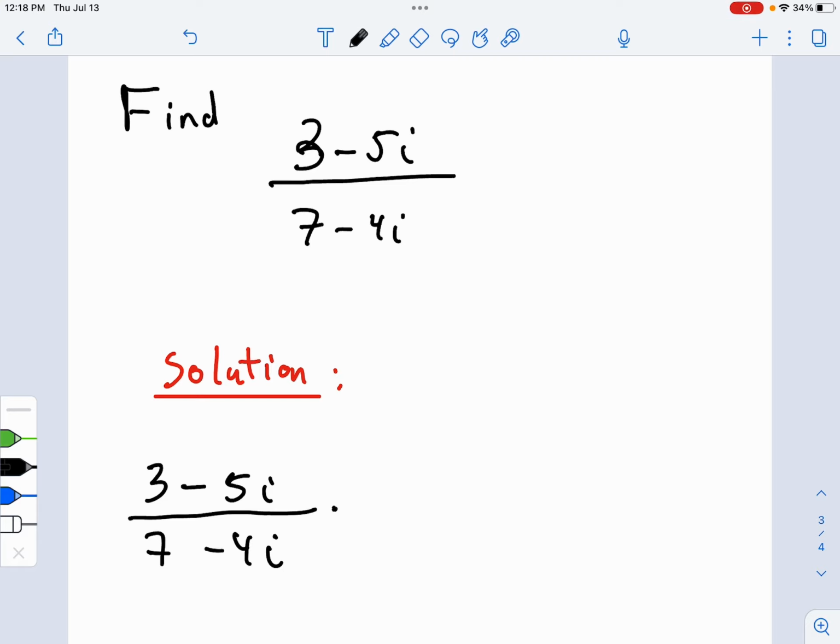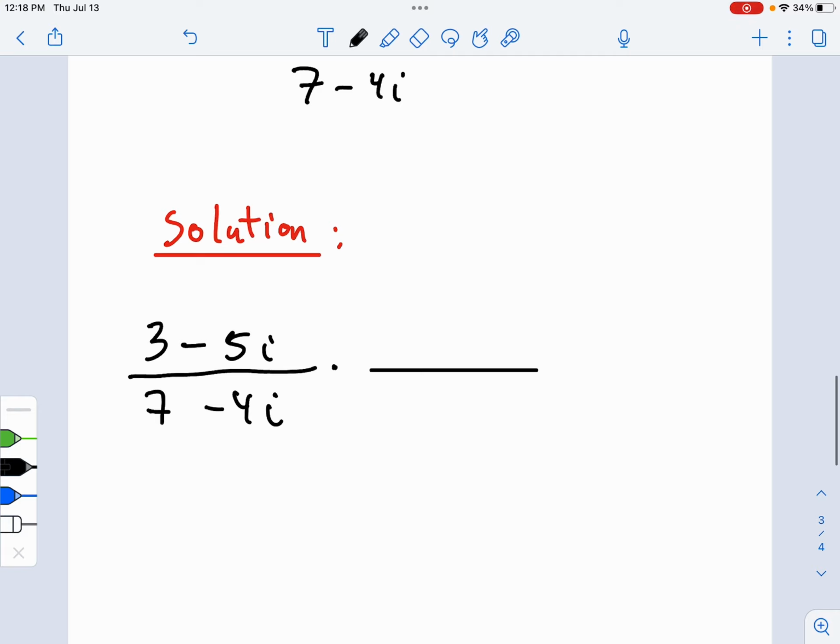The first step is fairly simple. It's just to remember that you're going to multiply the numerator and the denominator by the conjugate of the denominator. So 7 minus 4i is our denominator. The conjugate is 7 plus 4i.